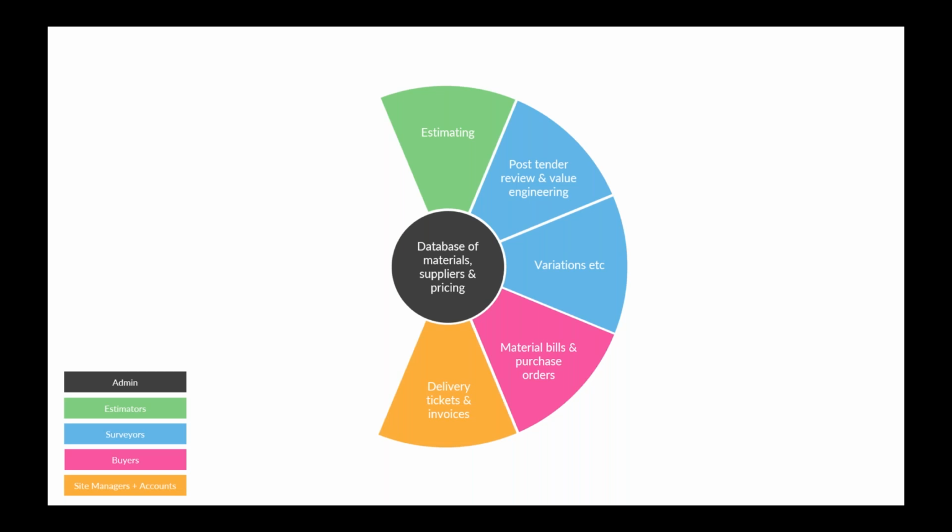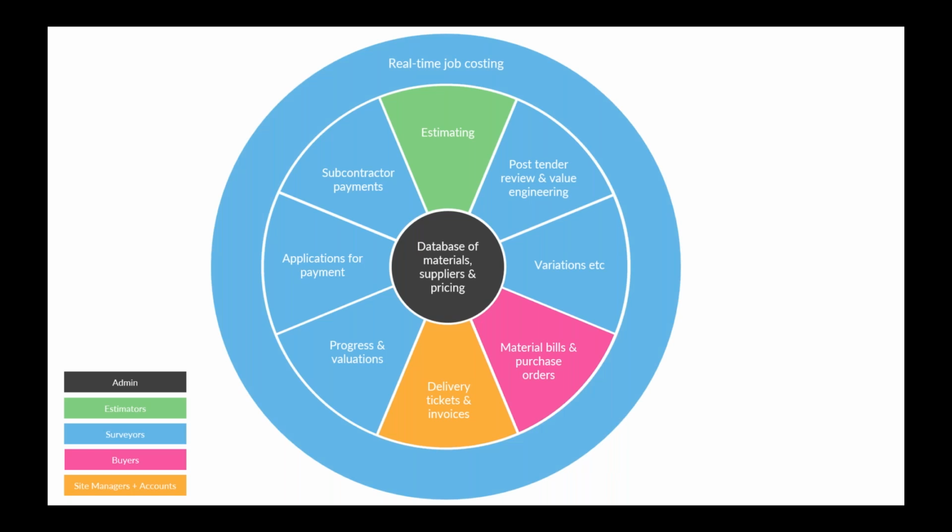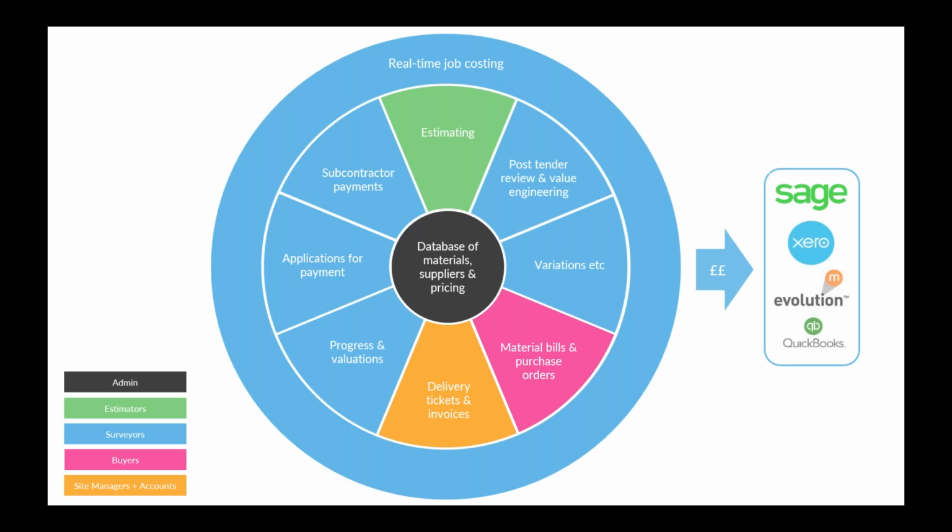Delivery tickets and invoices. Again, the pink and the orange areas are the areas we're focusing on today. But it also enables you to do progress and valuations, applications to your client, pay your subcontractors, and give you real-time cost reporting. So it's an end-to-end system for your whole business. And if you have commercial managers or estimators, then they can benefit as well. And of course, it talks then to your account system, which is very relevant for the topic of procurement, which we're talking about today. So we're focusing very much on the pink and the orange areas of this wheel.